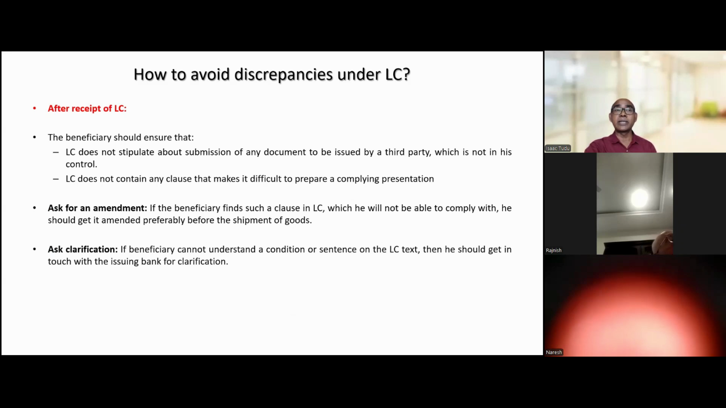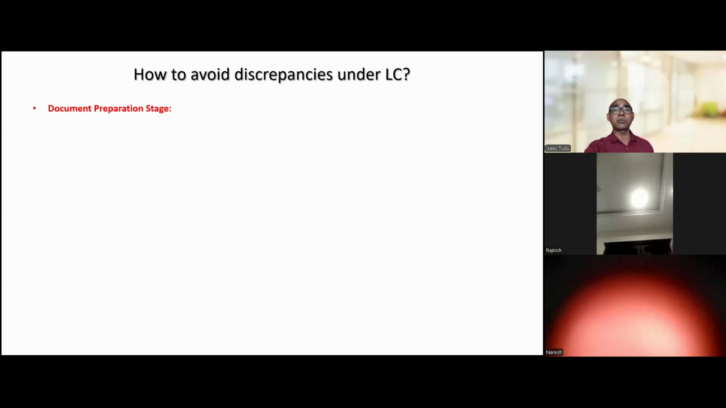Better to ask, what is the meaning of this? Later on, the issuing bank will say that this was the meaning and you will interpret it differently, and that will be the case of discrepancies, okay? So this way, you can definitely avoid many of the complications. And obviously, the document preparation stage is the critical one, okay?